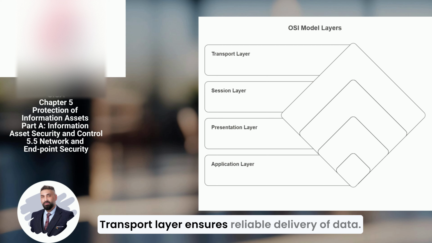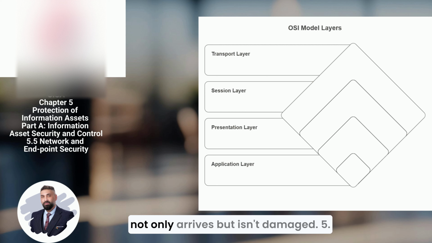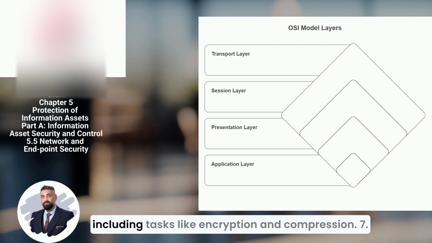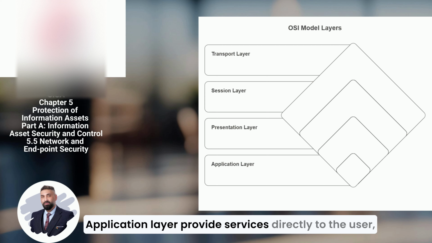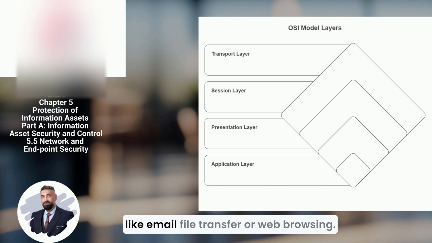Transport layer, ensures reliable delivery of data. It's like a courier confirming the package not only arrives but isn't damaged. 5. Session layer, manages the ongoing conversation between two devices. 6. Presentation layer, formats data for transport, including tasks like encryption and compression. 7. Application layer, provides services directly to the user, like email, file transfer, or web browsing.